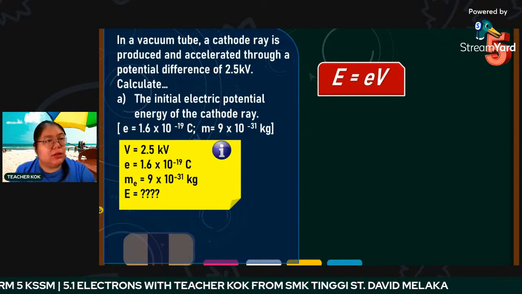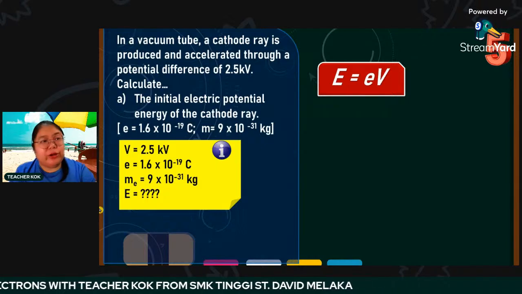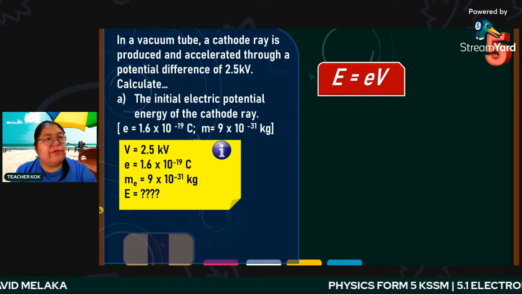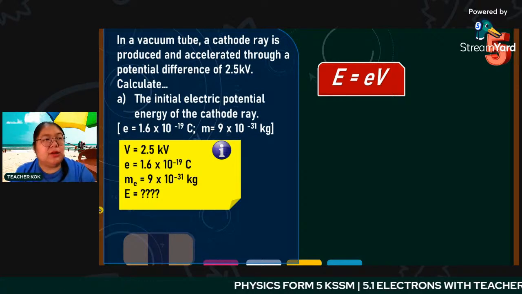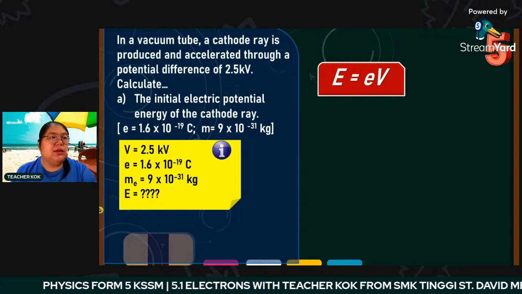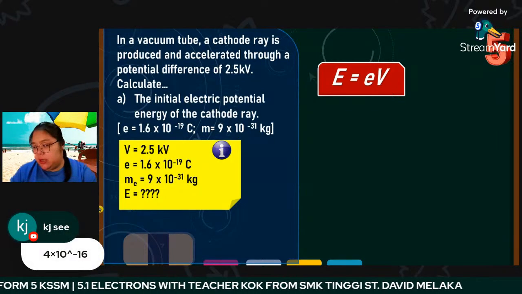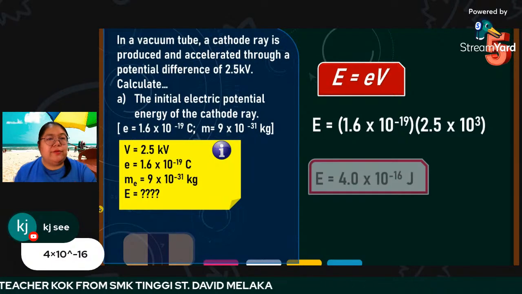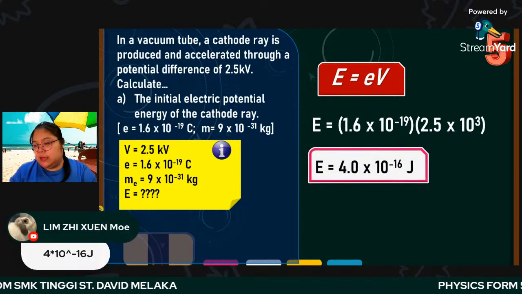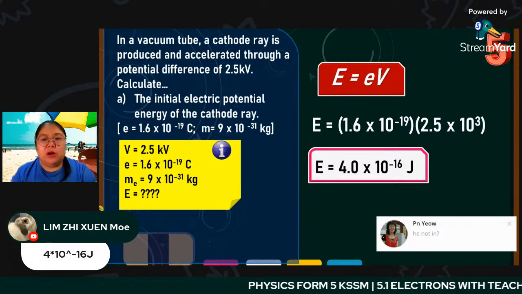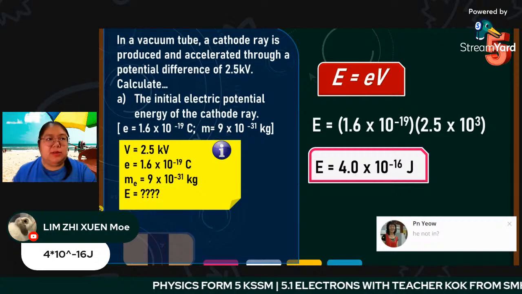Any answer for this one, electrical potential energy? Okay, give me 4 times 10 power of negative 16. This unit is joule. Okay, Sikajing is here already, Lim Zhisuen. So the answer is, we just multiply. For the final answer, you must have the joule. 4 times 10 power of negative 16.